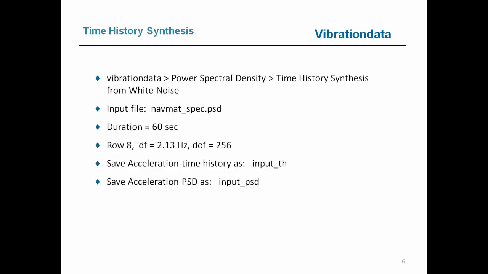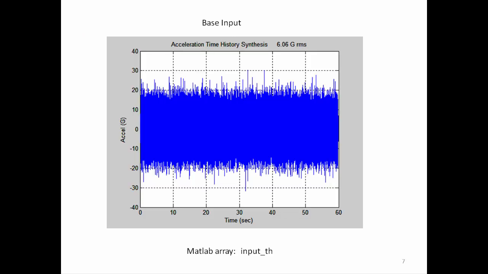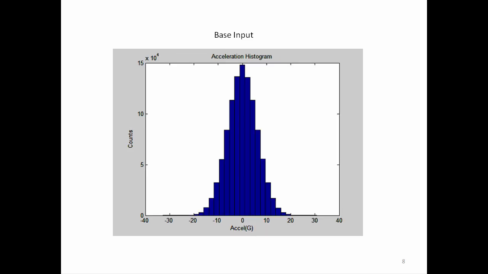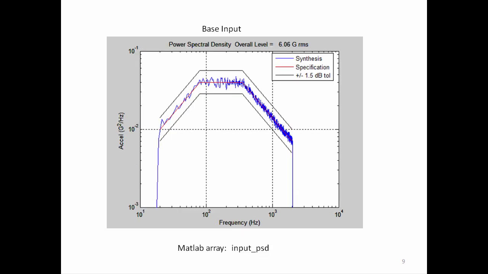So we went through and did a time history synthesis, and again I'd like you to do this for your homework exercise. I went through those steps there. In the slides, here's what we got for the time history, which is now going to be a base input time history to the spring mass system. It's a broadband random signal, not white noise, but broadband random with a normal distribution. Its histogram for the one in the slides is again a bell curve, and its corresponding PSD falls within the plus or minus 1.5 dB tolerance bands.